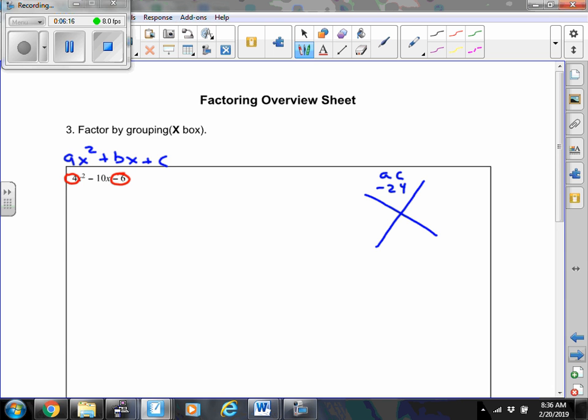At the bottom, I find my B. B is the one attached to the x right there. This nice thing is this is in standard form. You're going from highest degree 2 down to lowest degree. And my B, I put down here.